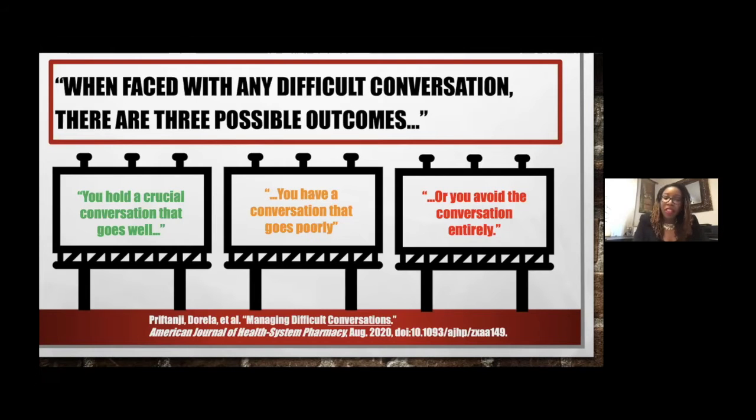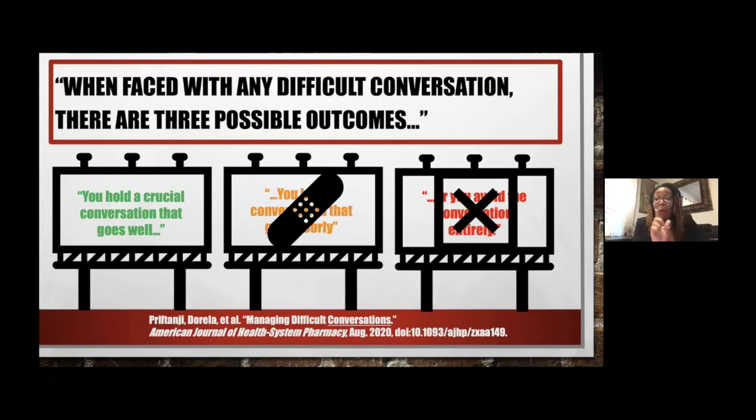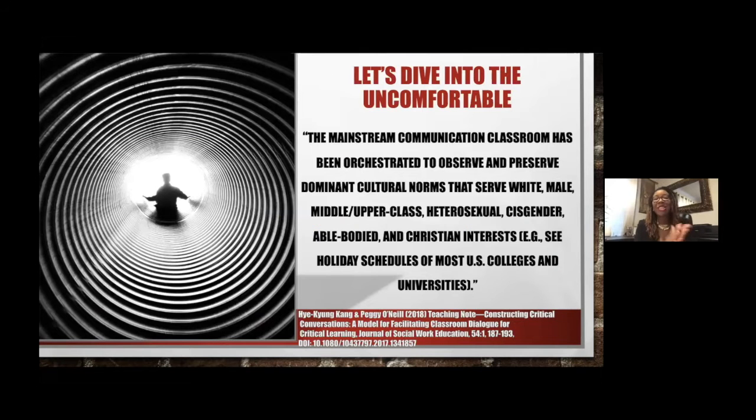We already know that that's a no-no, right? There are too many benefits, too many amazing things that we can take away by having a conversation. But I'm here to say that if you do have the conversation and it goes poorly, it's okay. Put some Neosporin on it, put a band-aid on it. We're going to bounce back. Okay, let's dive into this.